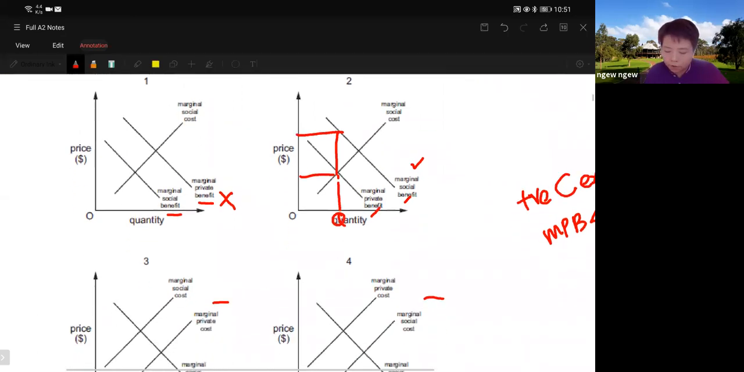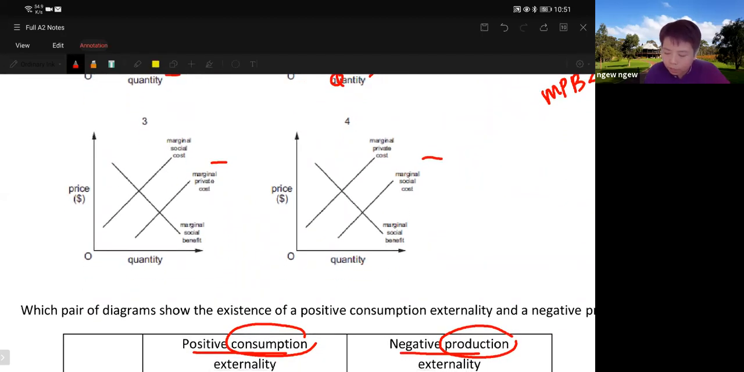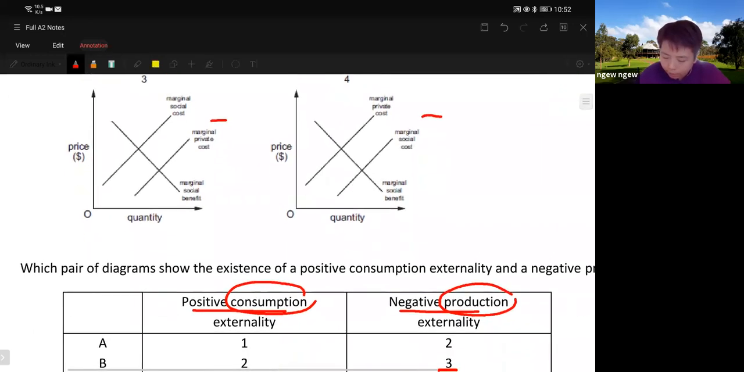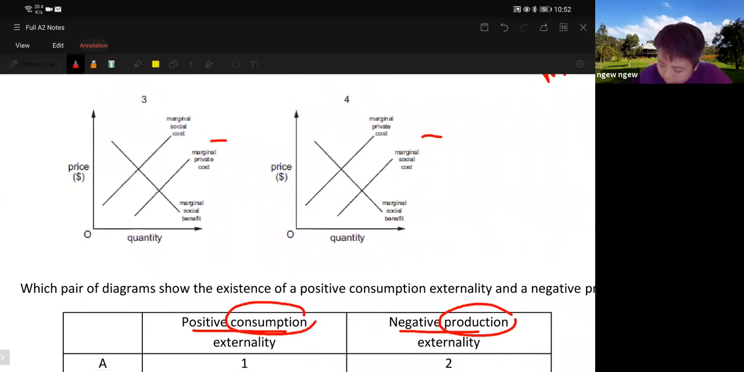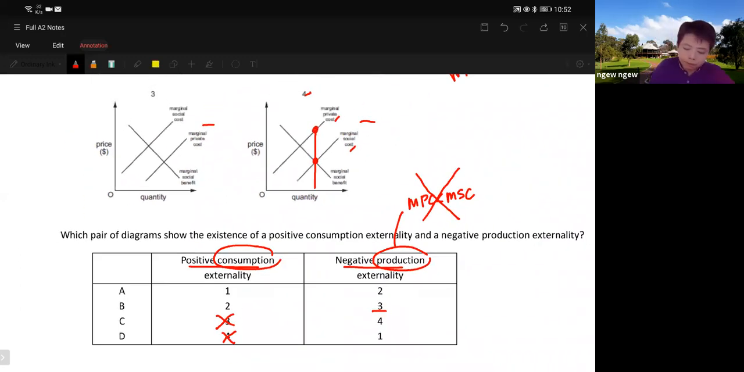And moving on to confirm for 4, negative production externality, definitely the one with 2 supply curves. When it is negative production externality, meaning that the cost to the society is greater than the cost to the private firms. The private firm is generating negative externality to the society. So if you look at diagram number 4, apparently MPC is higher than MSC at any level of output. This is MPC, this is MSC, which goes against this context. So this is why the answer is B.